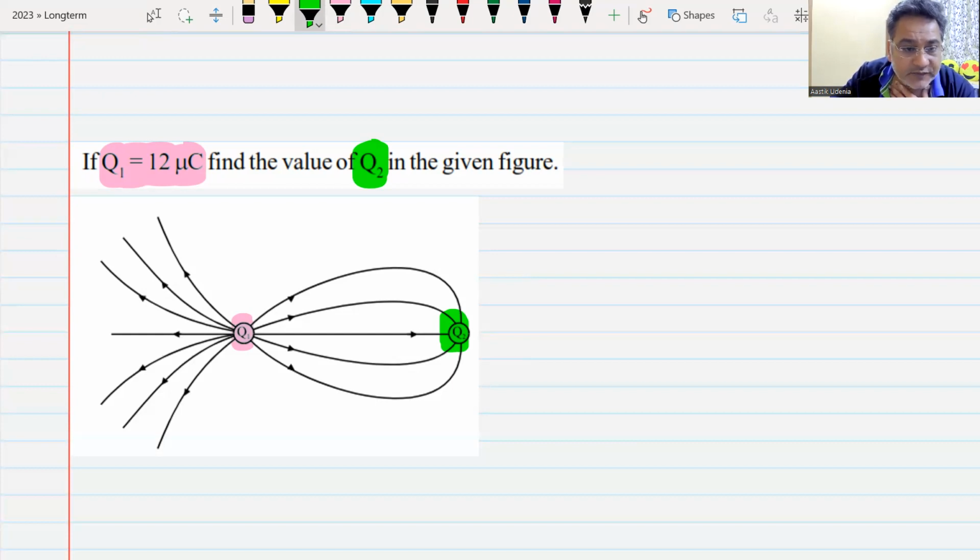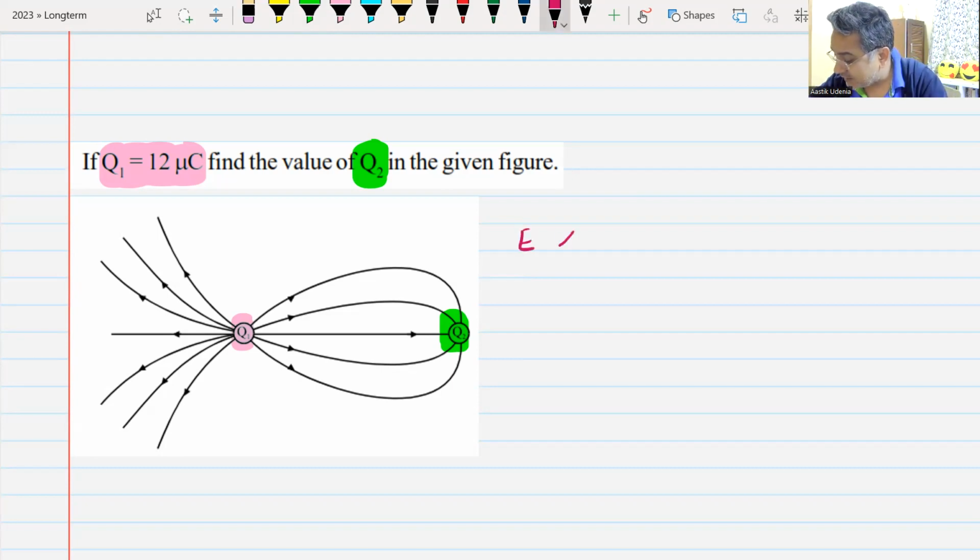Now, can you tell me the value of Q2? Minus 5 microcoulombs. Minus 5 microcoulomb is exactly correct. Remember, whatever number of electric field lines are going out, the number of electric field lines is directly proportional to the charge. Yes or no?